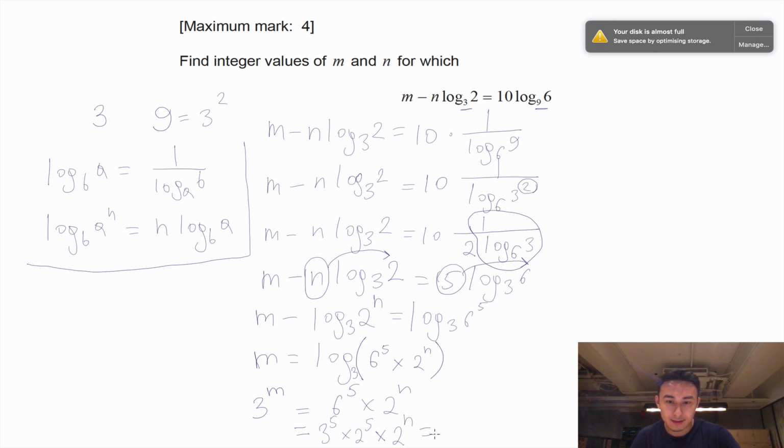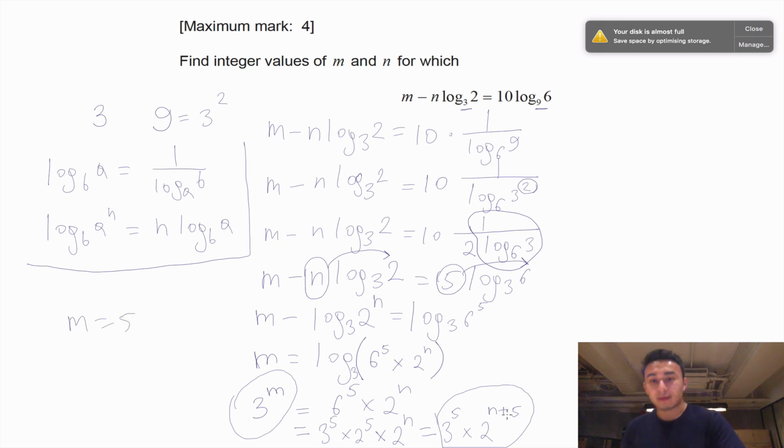Alright, so this is equal to 3 to the power of 5 times 2 to the power of 5 plus n. Alright, so the left hand side now has 3 to the power of m, the right hand side has 3 to the power of 5 times 2 to the power of n plus 5. By comparing the powers, m is equal to 5. So then it will be m equals 5.